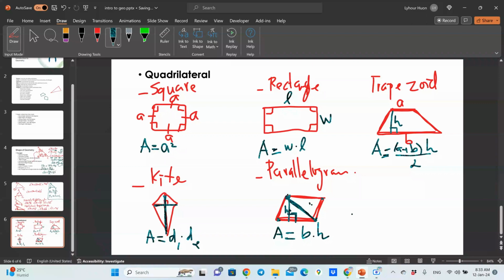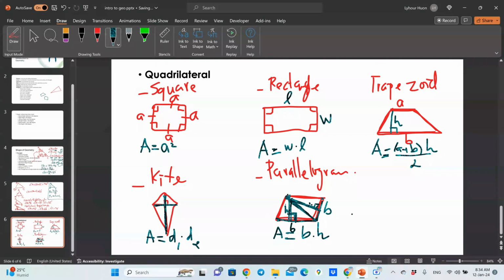The base is the side facing the height. So if we use this height, the base is here. If we use this base, where is the height? From this vertex to here. If we use this base, the height is here.